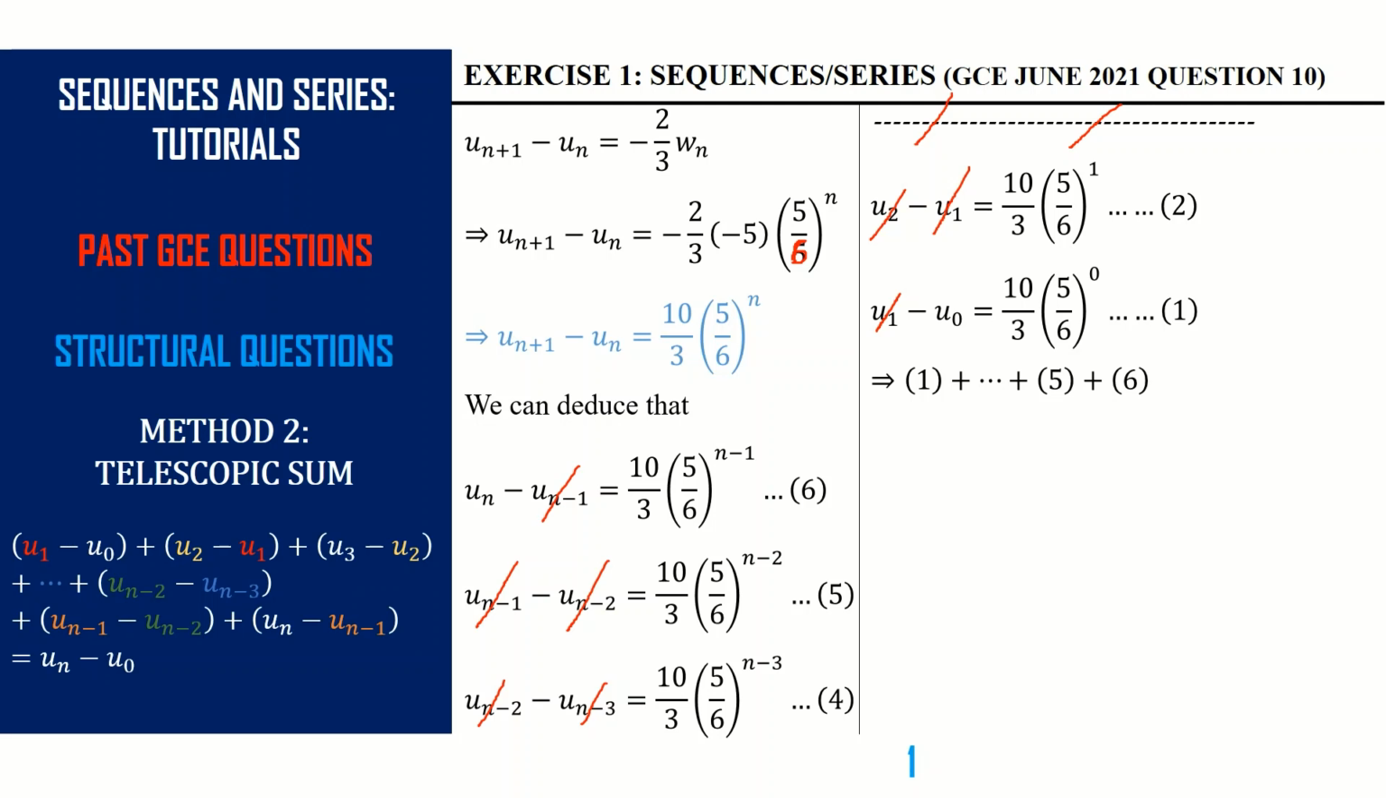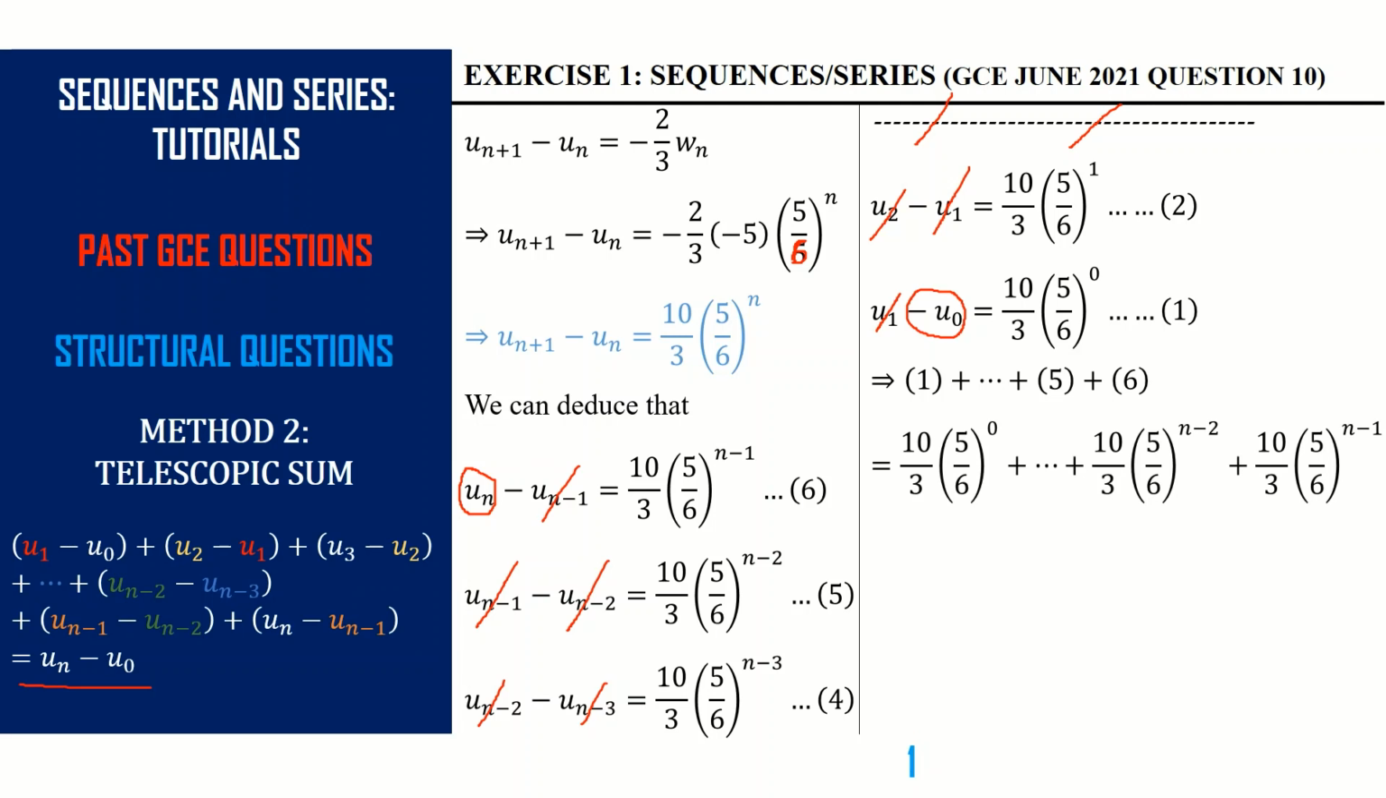So finally you see that you're just going to be left with what? U of n and negative u of 0. That's what we are going to be left with. So we see that at the end we are going to be left with just this. Alright, so with that, this is what we are doing. The first term, which is this, plus the second term, which is this, plus the third term, right up to the n minus 2 term, and then the n minus 1 term. That's what we get. Alright, so we clearly see that it is a geometric sequence.